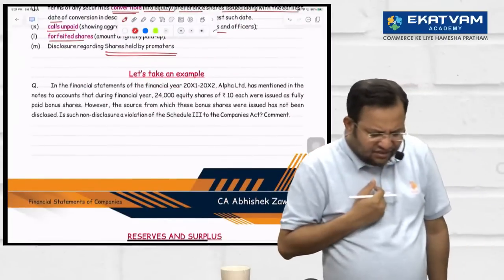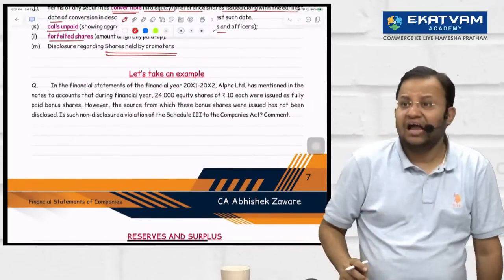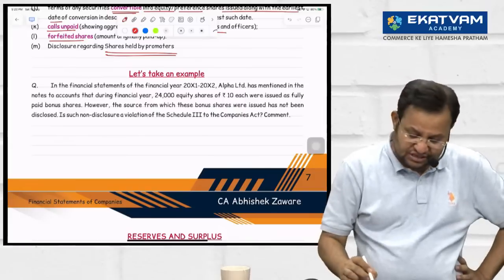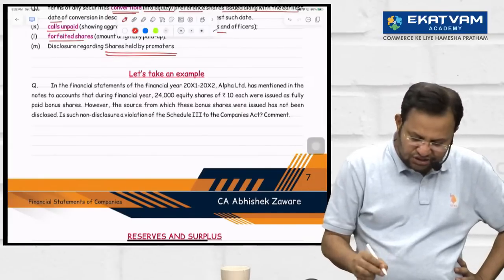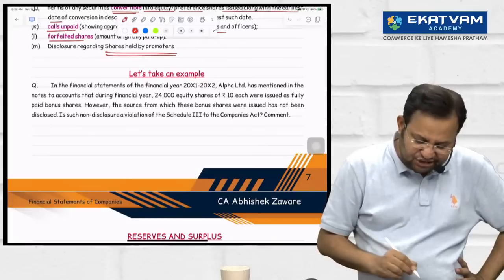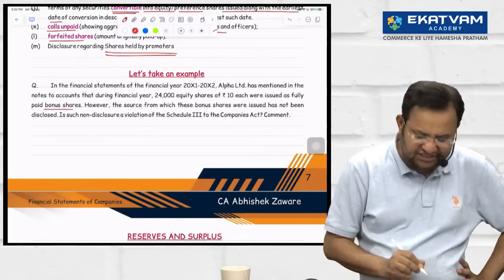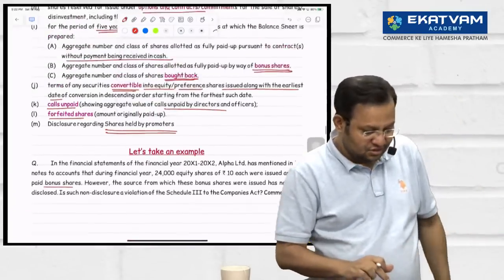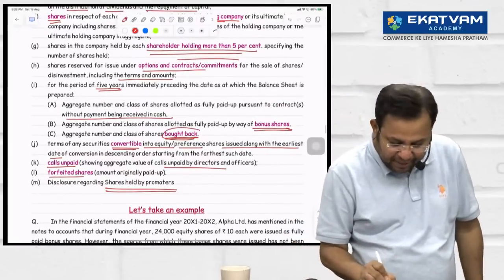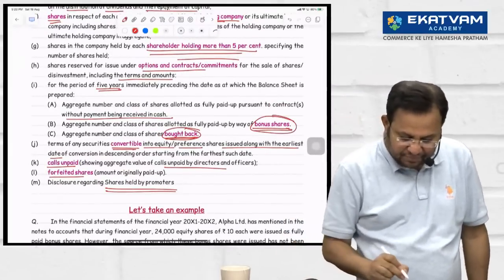Example देखो क्या है? In the financial statements of the year, Alpha Limited has mentioned in its notes to accounts that 24,000 shares of 10 each were issued as fully paid bonus shares. Why? You have to give the details of bonus shares in the last 5 years. कौन सा डिटेल देना था? बोनस शेयर्स, बायबैक, उनका डिटेल देना था ना आपको.